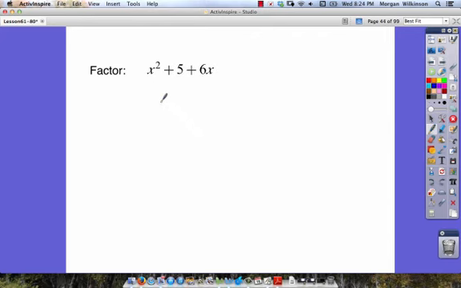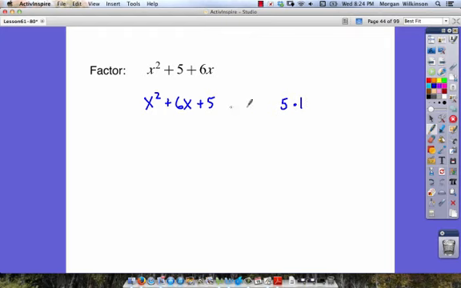We've got one more. And notice this one's also a little bit tricky because it's not in descending order of the variable. So we're going to x squared, and then we're going to write the x first, so plus 6x plus 5. Now in order to get to 5, and it must be positive numbers because our middle number is positive and our outer number is positive, we can say 5 times 1. And that's our only choice.